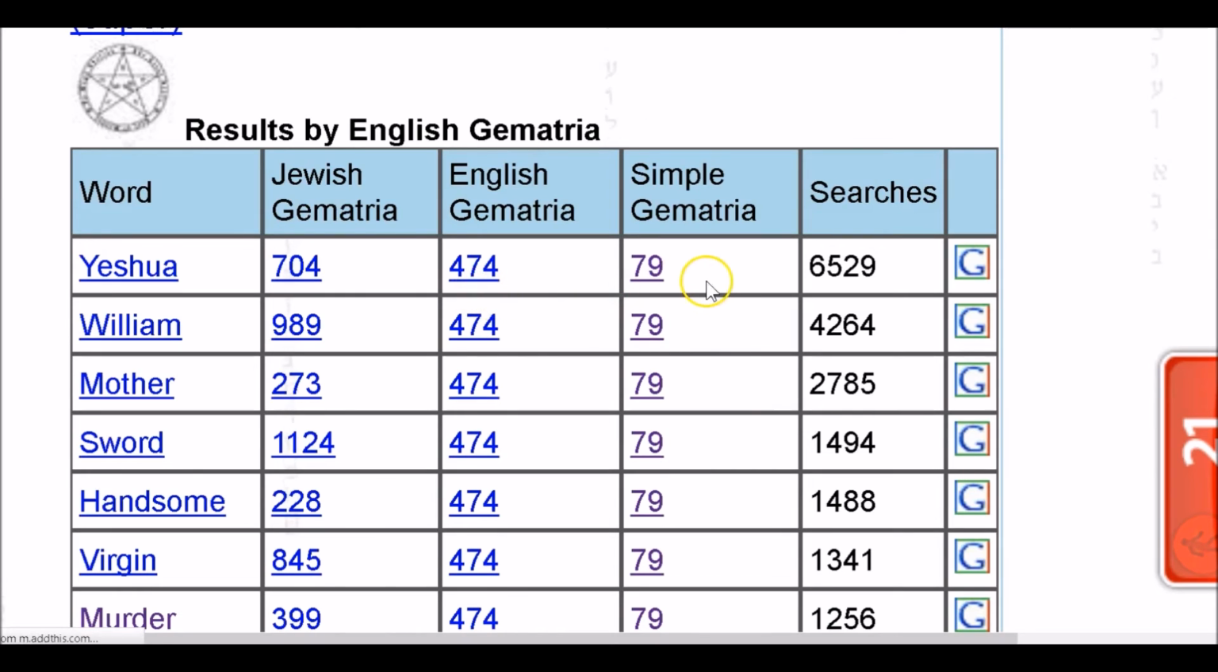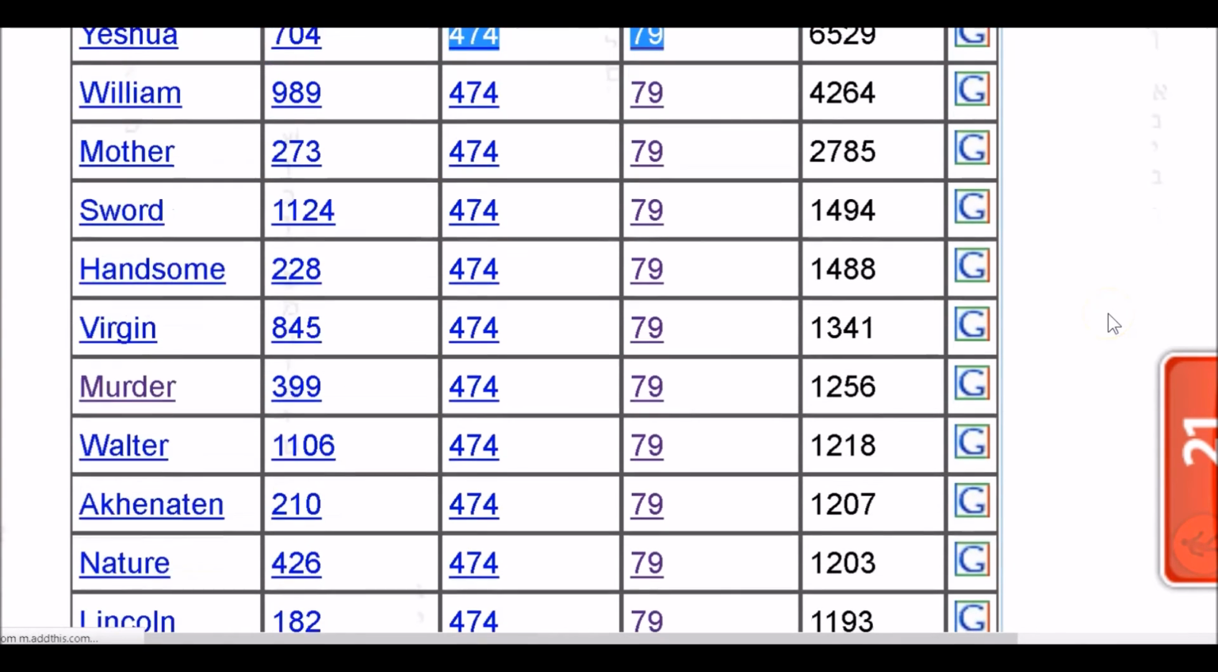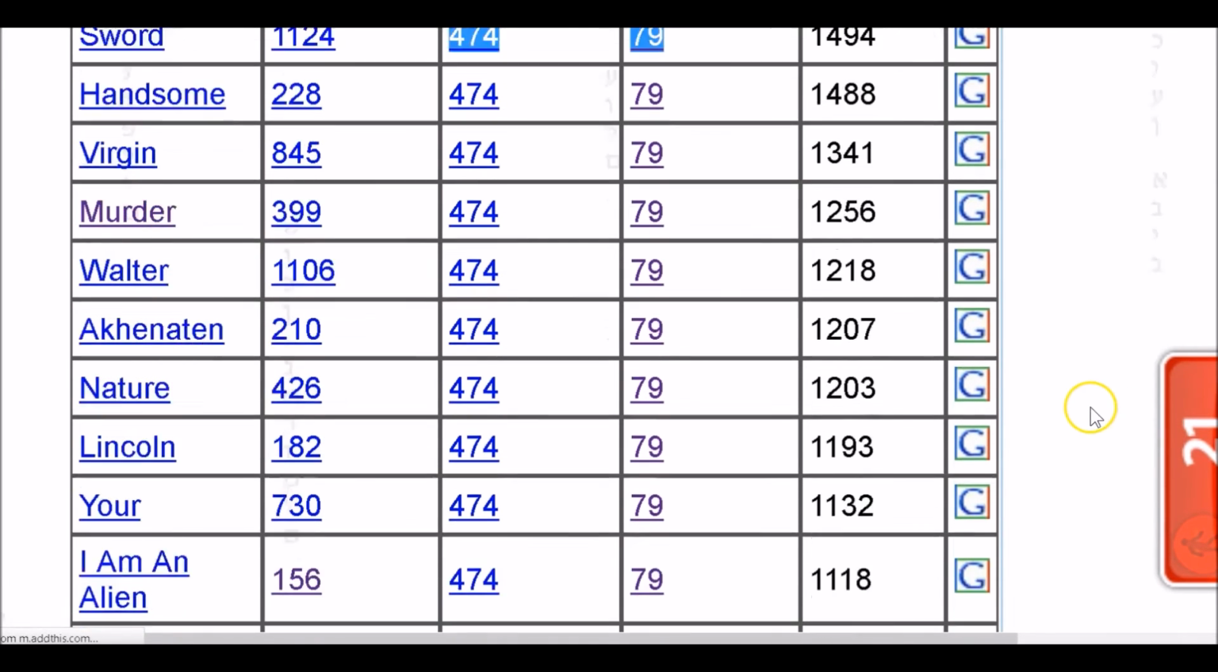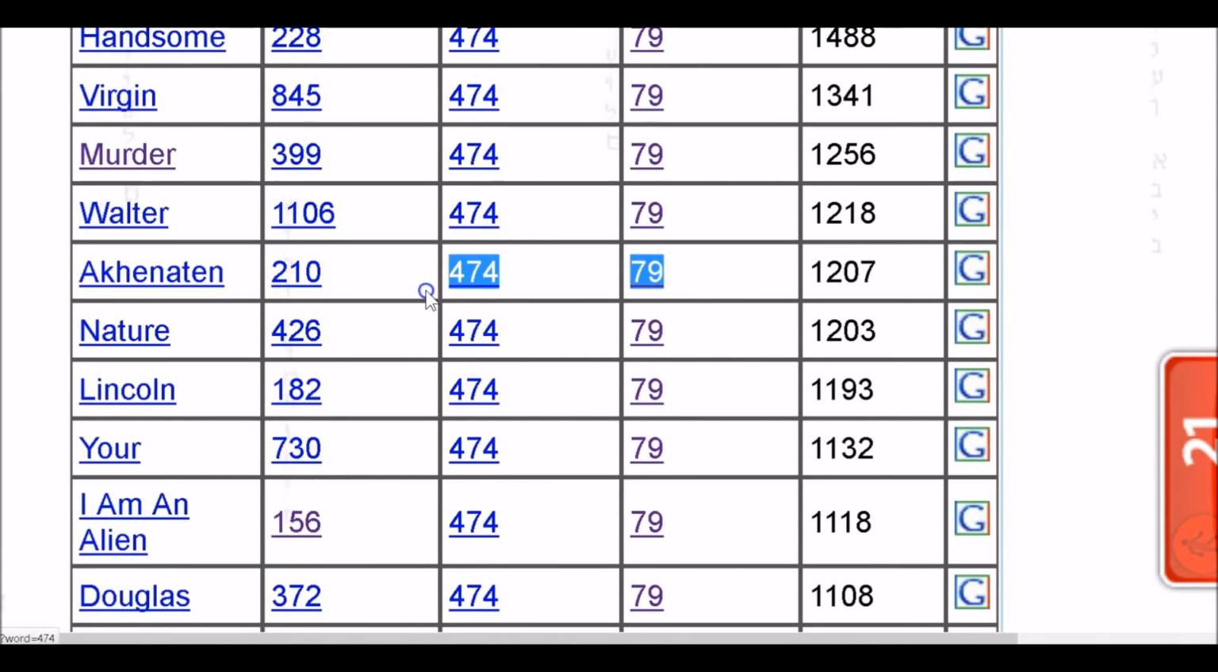So in the English and simple gematria, it matches Yahshua. That's a different spelling than I use. William, Prince William, he's super, I guess. Mother, sword. I'm very interested in sword imagery. This is a 9/11 right here. It's just upside down. Can you see that? Okay, handsome, virgin, murder, Akhenaten. Akhenaten has Obama clone tie-ins.